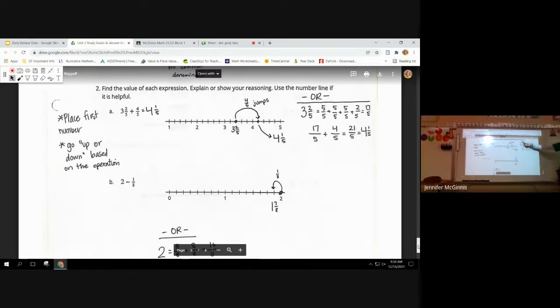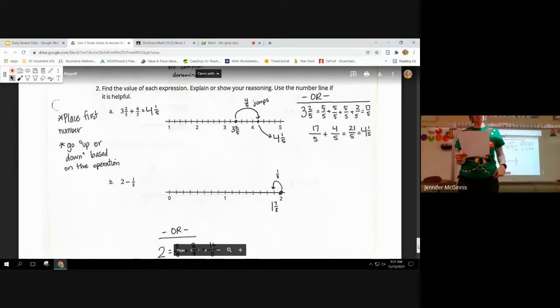So like, use the number line, or place the first number and then go up or down based on the operation. So here you're going down, here you're going up. You have addition and subtraction, correct? Yeah. I will tell you, on tomorrow's test, you have one big word problem.